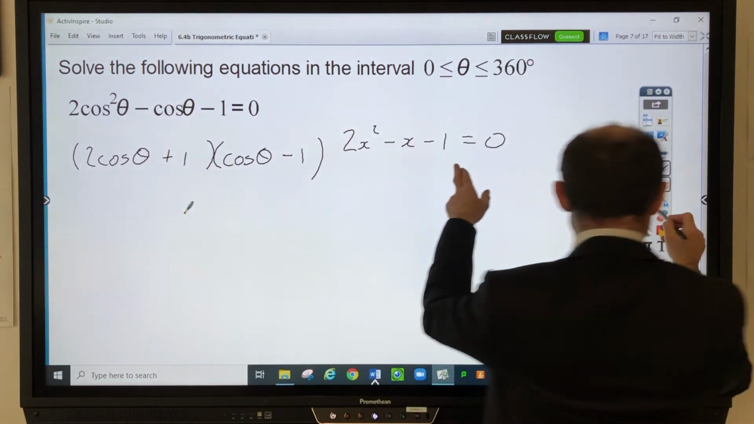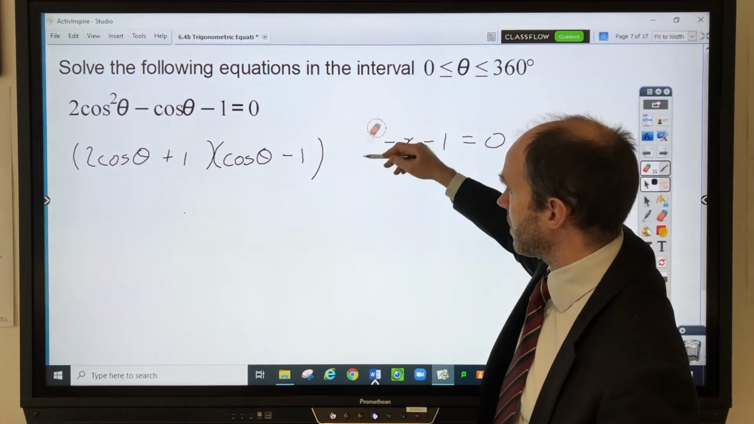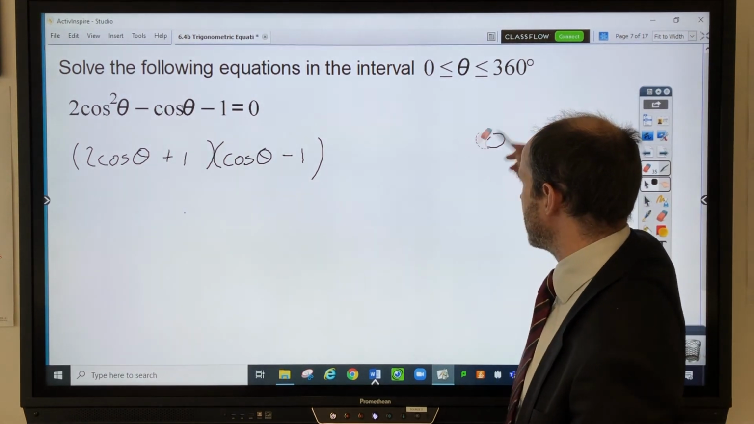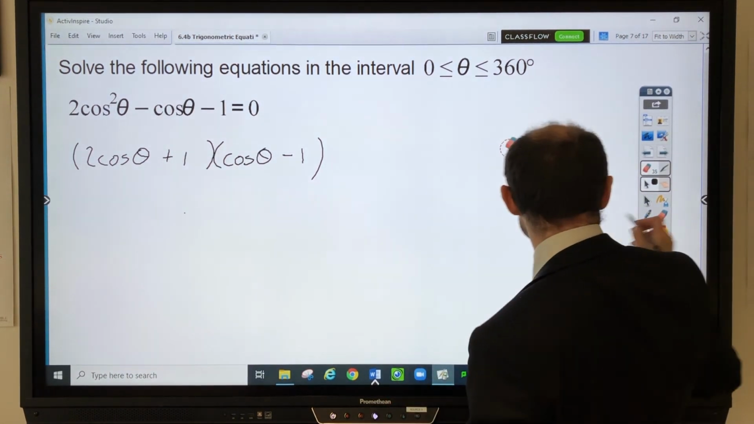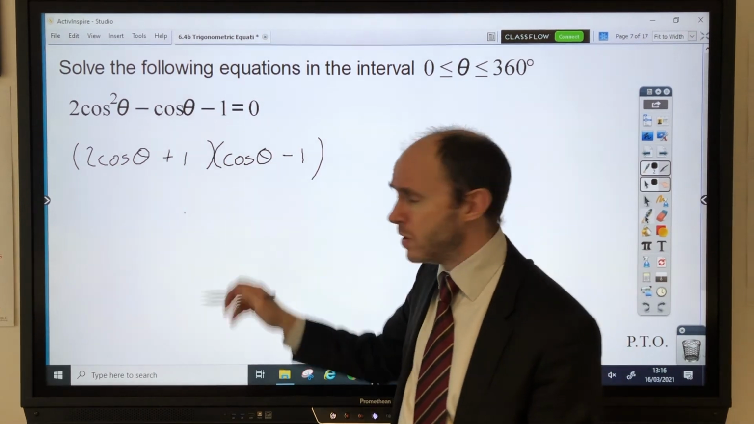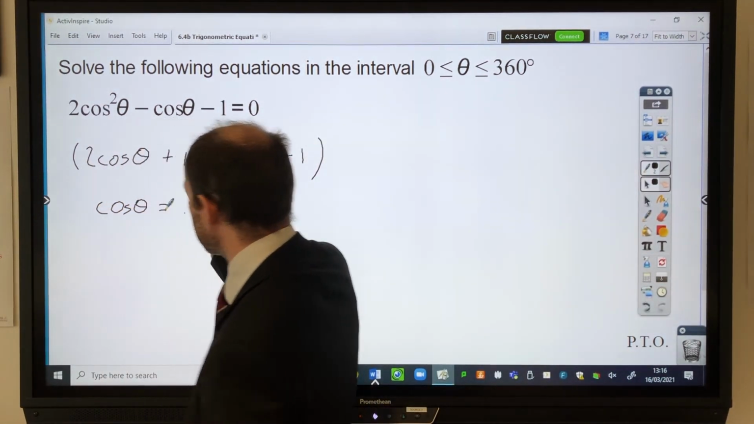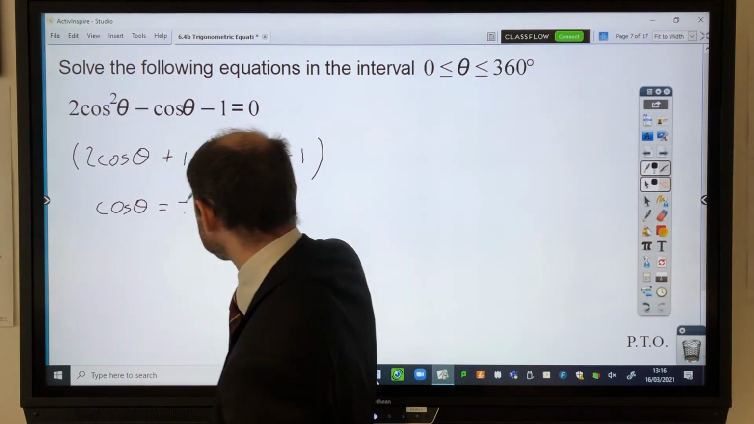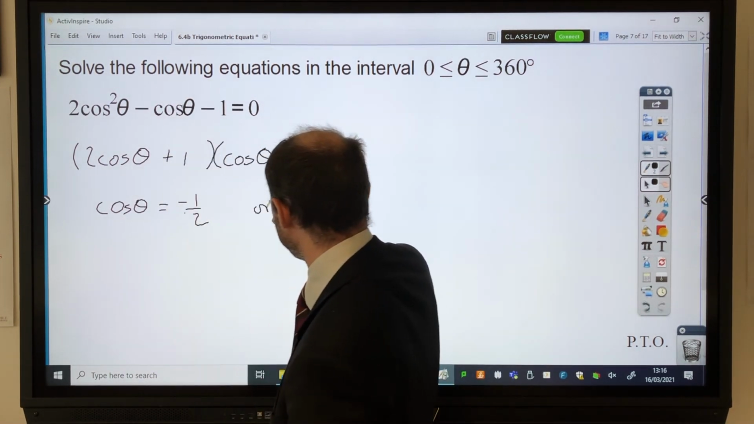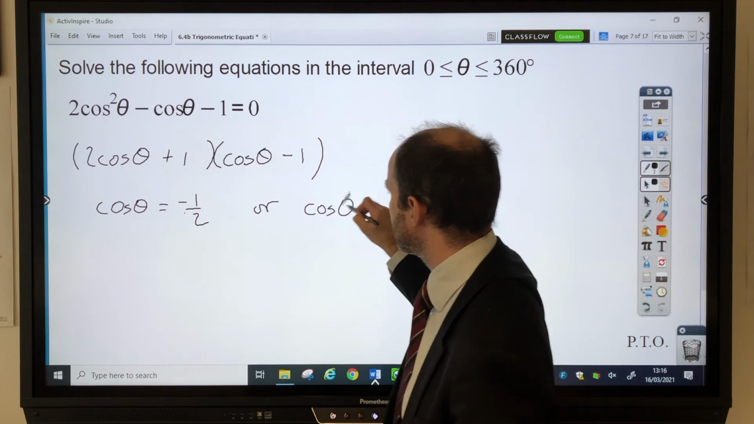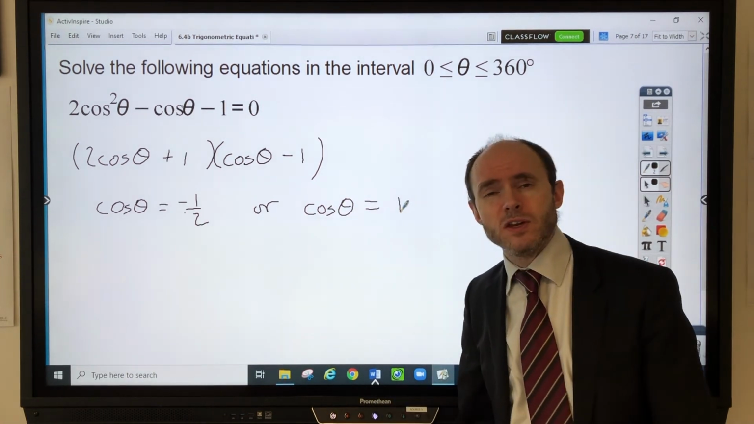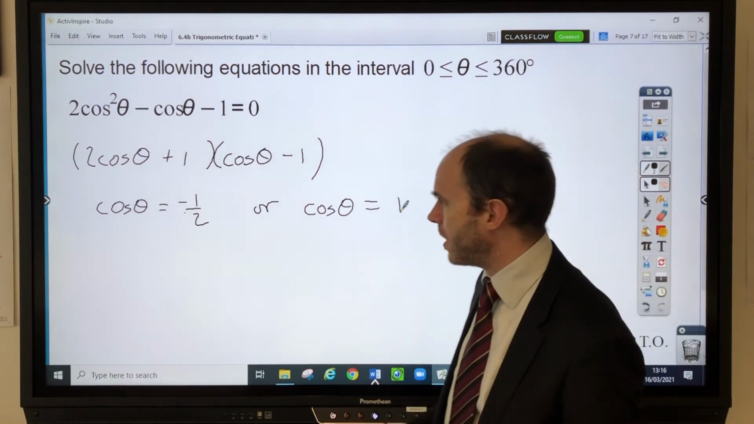So you can either use this approach. If you do, that's fine. Just remember to write it in terms of cosine again, okay? Because really, this is what you're getting credit for: working out what cosine theta is. And from here, you've got two possibilities. You've got either cosine theta is negative 1/2, or you've got cosine theta is equal to 1. And then you've got to work out both sets of possible answers, okay?